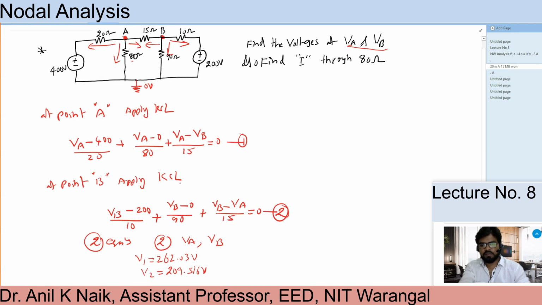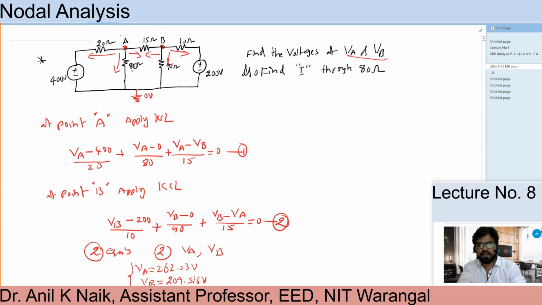after solving these equations, you are going to get V1 and V2. This is VA, and we are getting 262 point something volts, and VB we are getting 209 point something volts. So these are the two voltages we are getting. Now I need to find the current I across the 80 ohms. Can you find this one?